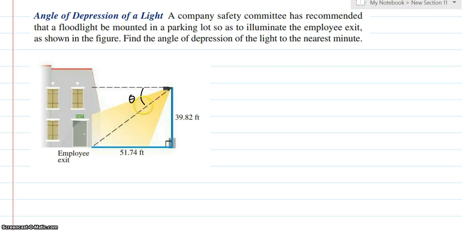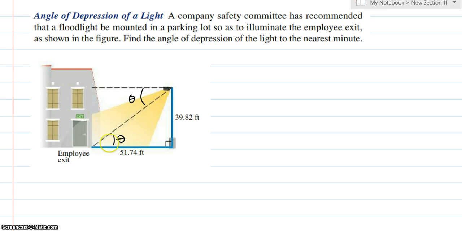So this is the angle that you want to find. So here's your floodlight, and they want to mount it so it illuminates the whole parking lot. Okay, so what is that angle? So right here, if we have this angle, these are alternate interior angles because these are both horizons there. So I'm going to assume that's the same theta.